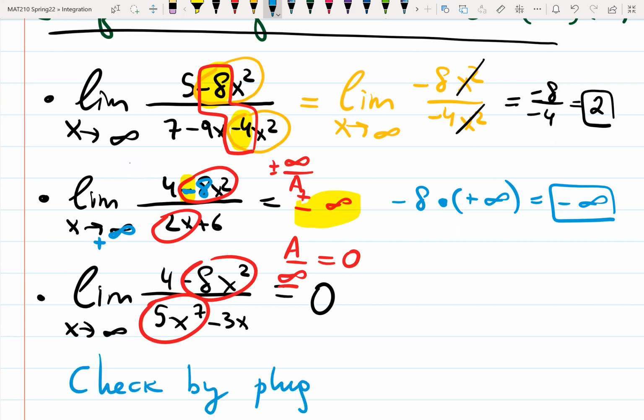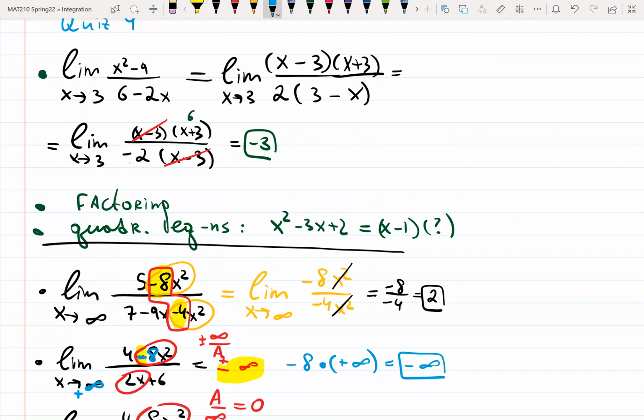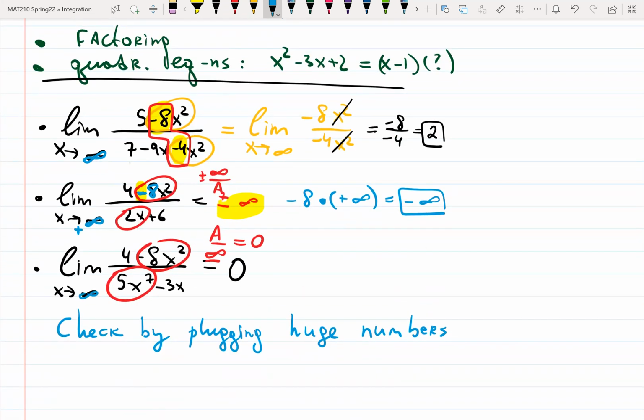You can always check by plugging huge numbers in all of these, even in the previous ones where you have to factor in stuff. So if you plug huge numbers, it should give you something like minus 2.9999. And that's how you know that you are correct. Oh, not huge numbers. In this case, you need to plug something close to 3 to get that. And in these cases, you need to plug something huge because we're going to infinity. So those are infinity cases: limits at infinity and infinite limits.